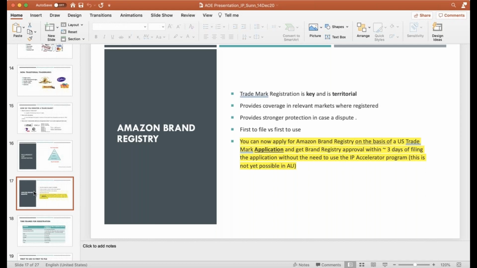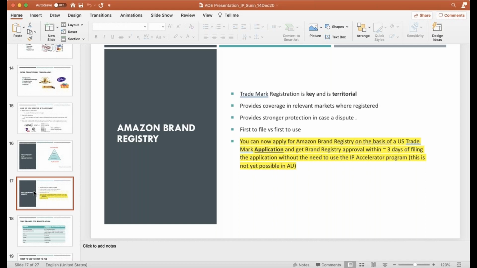It only provides coverage in the relevant markets where registered, as I said. It provides much stronger protection in the case of a dispute. And each country is going to be slightly different. You're either a first to file or a first to use country. I'll get to that in 2 slides' time.